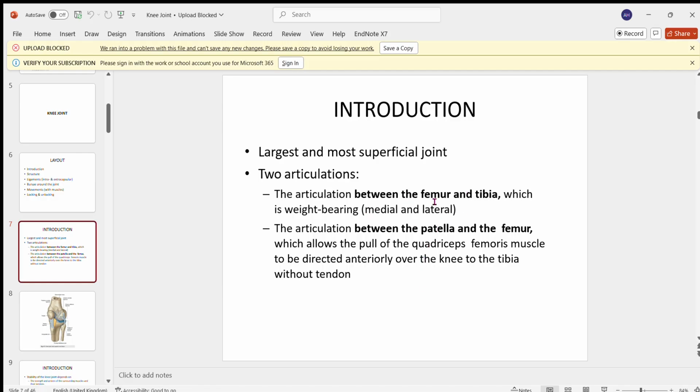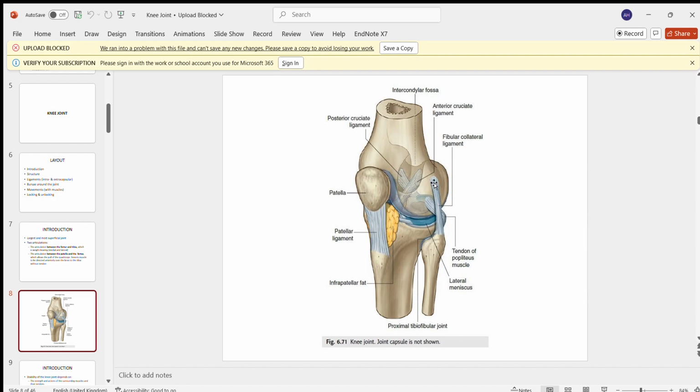One is between the femur and the tibia. This is condylar type of joint. And the other is between patella and femur. This is saddle type of joint. Here you can see in this picture, this joint between the lower end of anterior surface of femur with patella is the saddle type of joint. And this one that is between the condyles of femur and the upper condyles of tibia is the condylar type of joint.